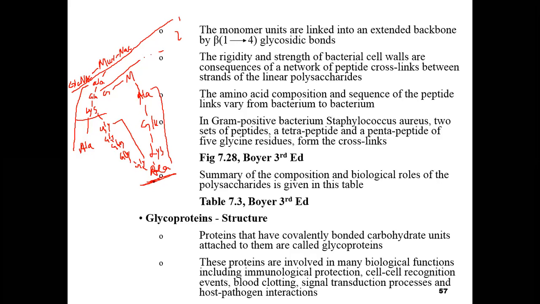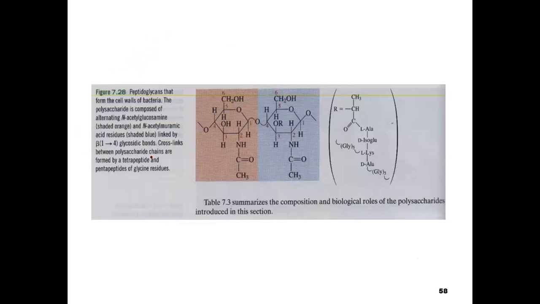In a Gram-positive bacterium, say for example Staphylococcus aureus, two sets of peptides, a tetrapeptide and a pentapeptide of 5 glycine residues, form a cross link. So for example, from this chain, from the muramic acid, the pentaglycine will emerge, and this contains the 5 glycine residues, which in turn will be attached to the lysine residue of the other chain.